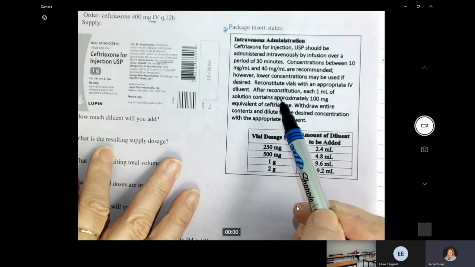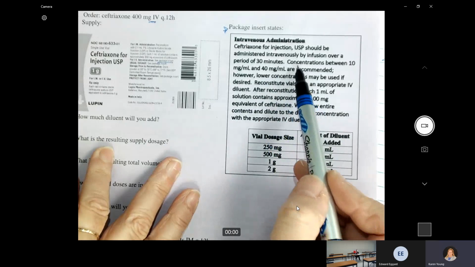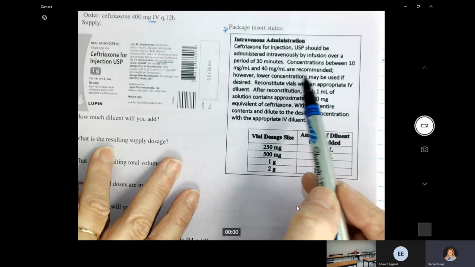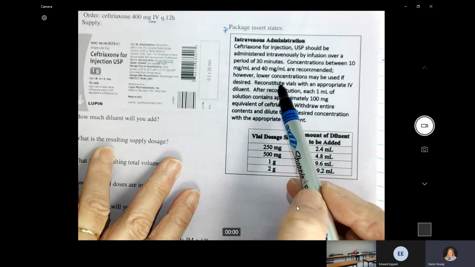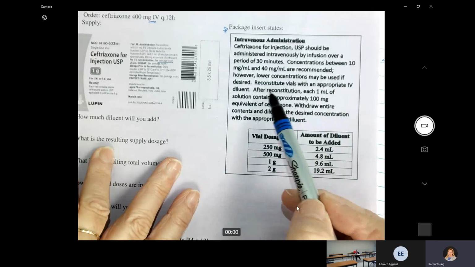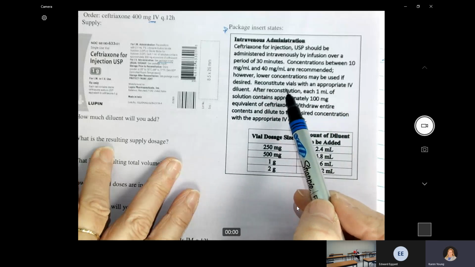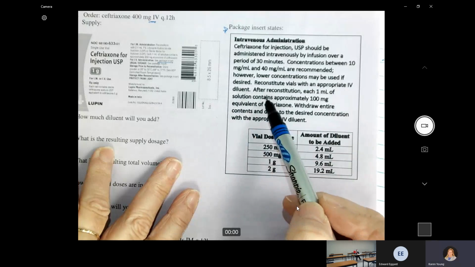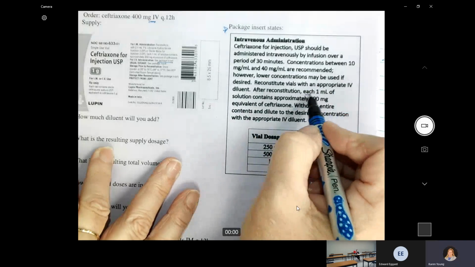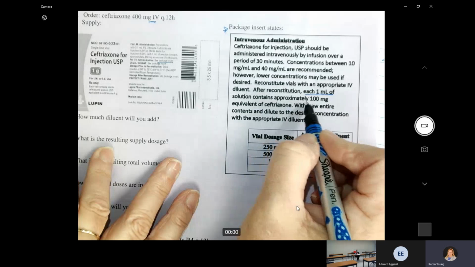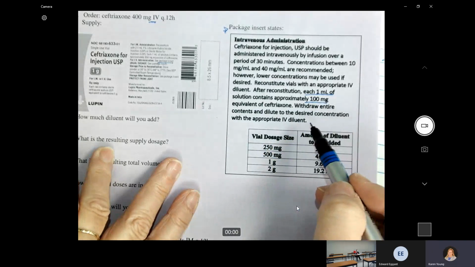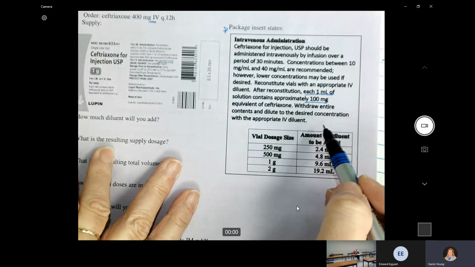A lot of this information we'll need later on, but we don't need all of this today. Concentrations between 10 milligrams and 40 milligrams per milliliter are recommended. However, lower concentrations may be used if desired. Reconstitute vials with an appropriate IV diluent. After reconstitution, each 1 milliliter of solution contains 100 milligrams. So there's my supply. Withdraw entire contents and dilute to the desired concentration.